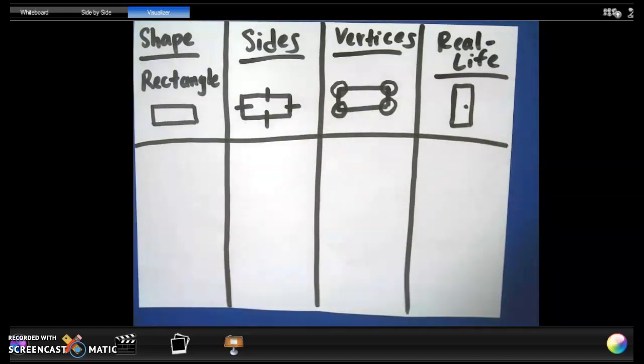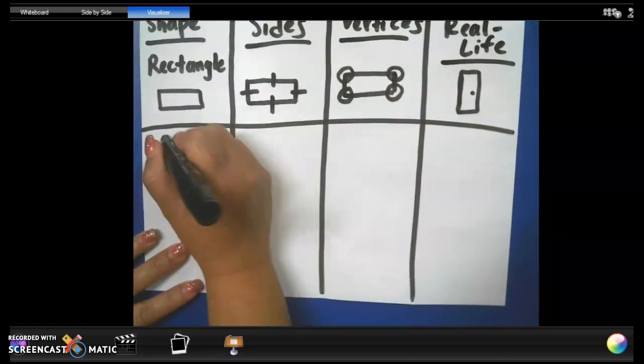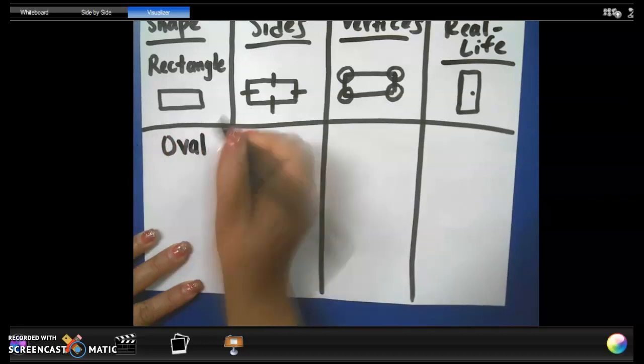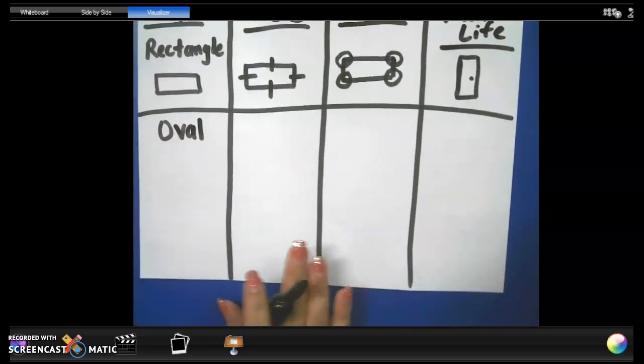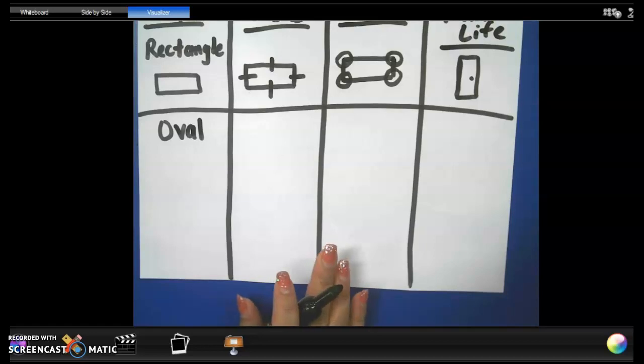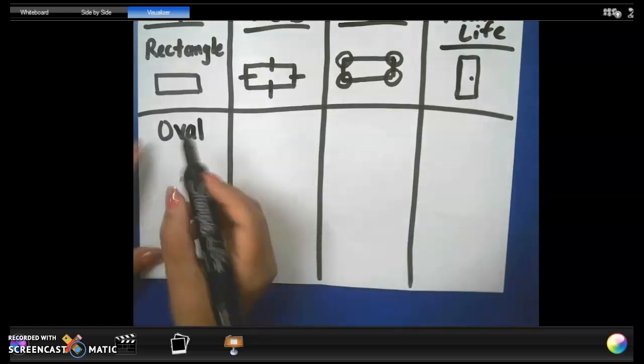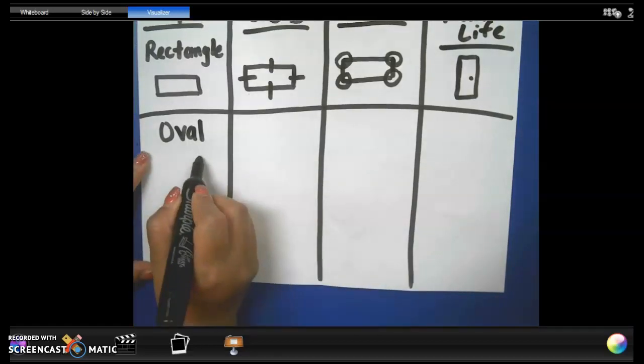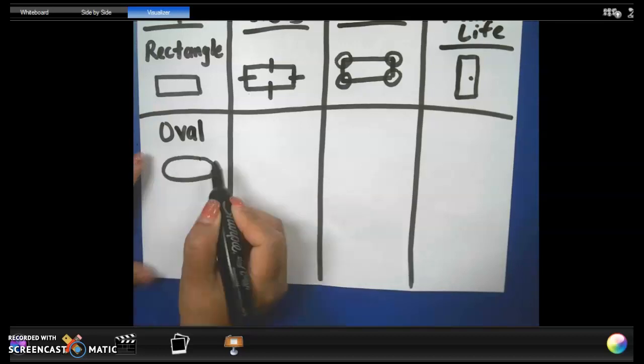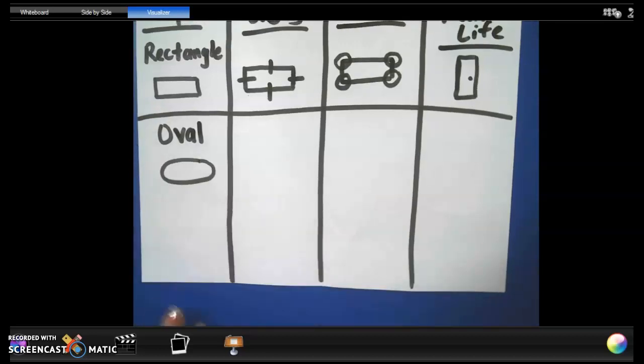So let's move on to our next shape. Our next shape is an oval. That's how you write oval. Oval looks a little bit like a circle, except that it looks like they stretched it out. So it looks like this. Kind of like an egg, okay? And it's very familiar like the circle.